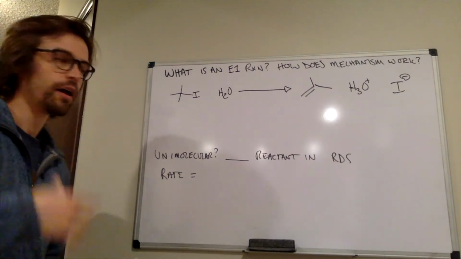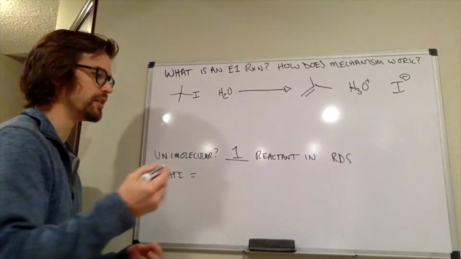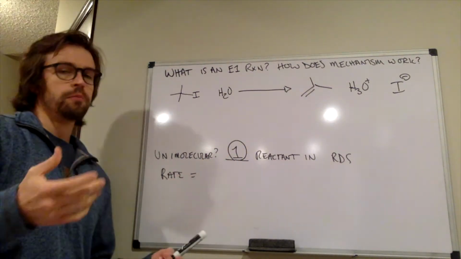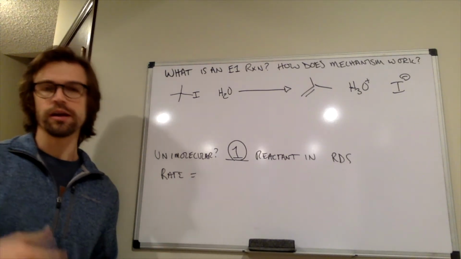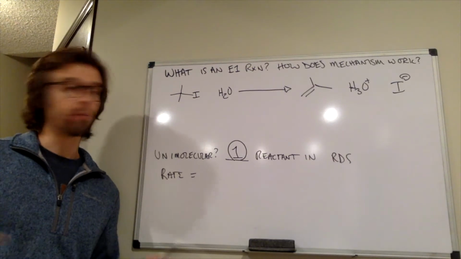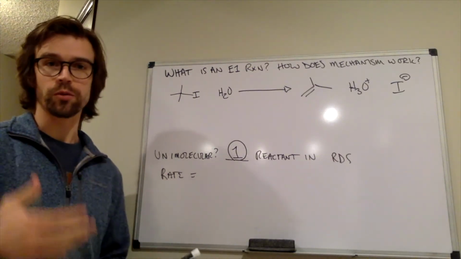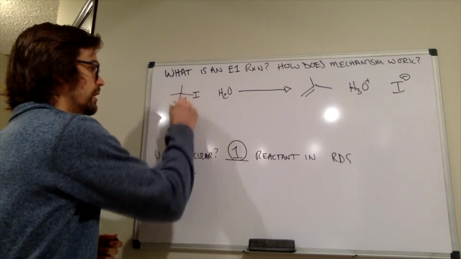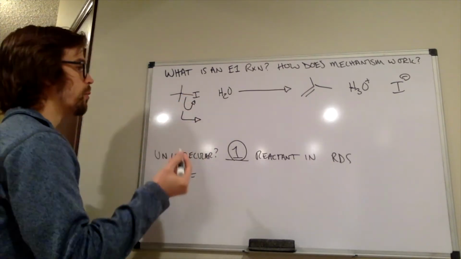All right. Unimolecular, what does that mean? That means that there is one reactant in the rate determining step. And based on our knowledge of SN1, this is probably going to work in a really similar way. So how would that maybe work? Well, how does SN1 work? What's the first step? The first step is the iodide leaves. The leaving group leaves. That's step one.